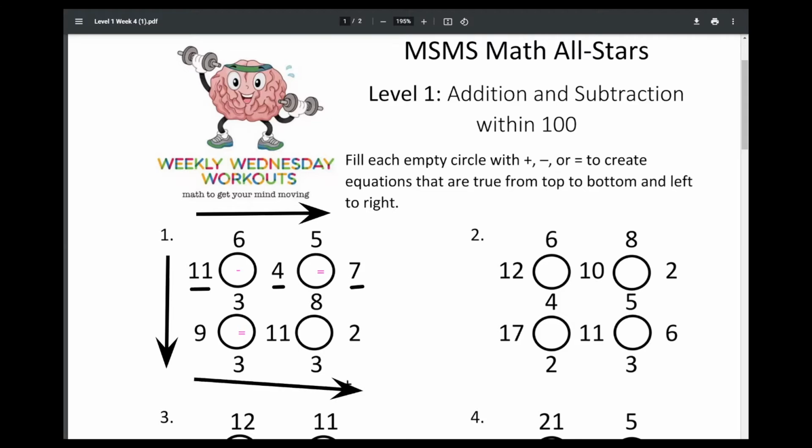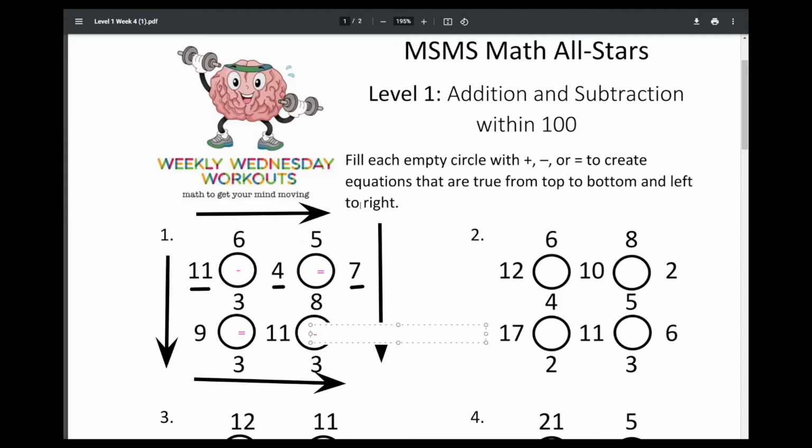Okay, so we have 11 minus 4 equals 7, 6 minus 3 equals 3, and now we're going to look in this direction. And we're going to say 9 equals 11 something 2, and we're going to look in this direction and say 5 equals 8 something 3. So who can tell me what we can put in our first, our last circle? Nevaeh? Minus.